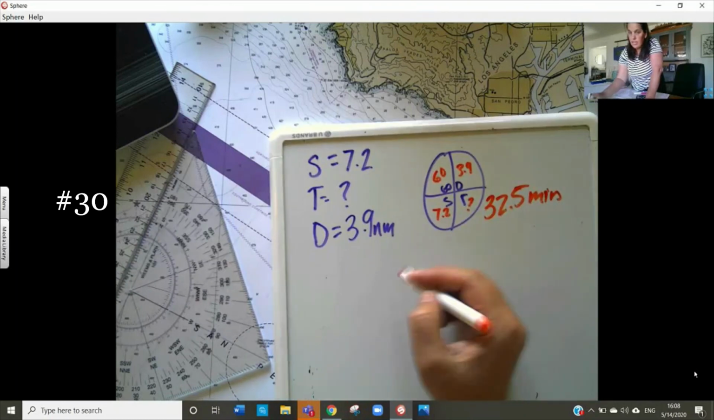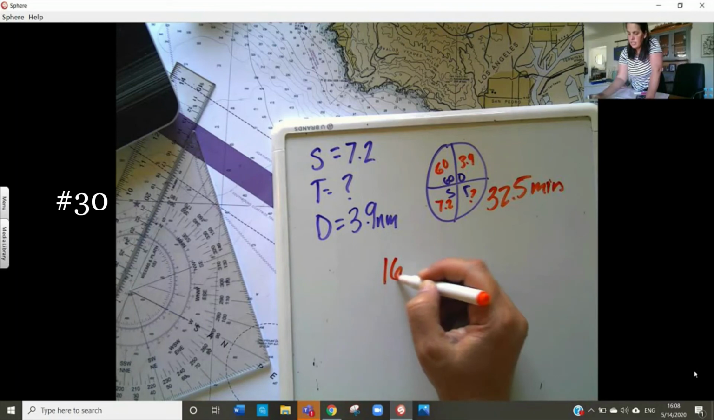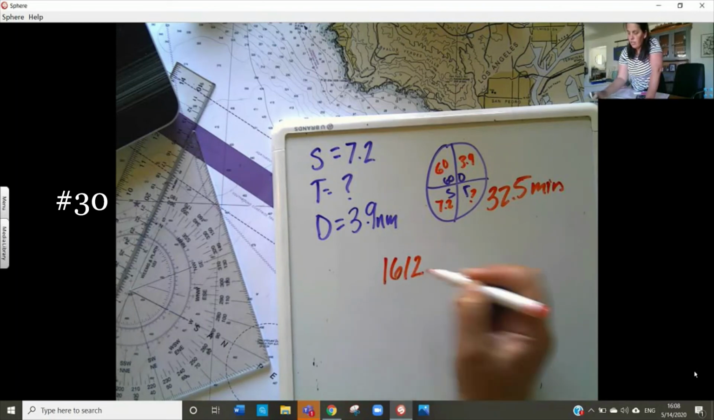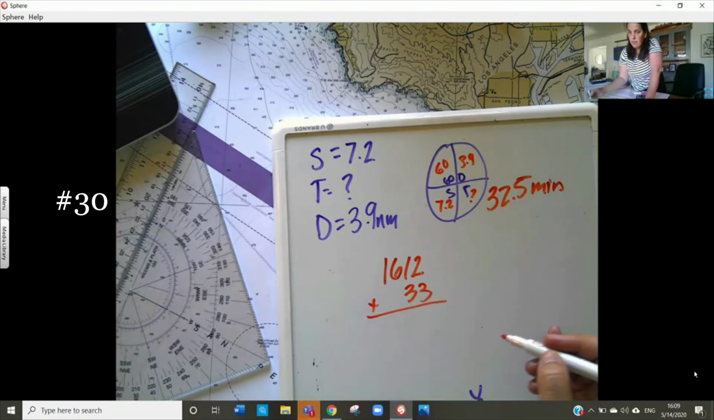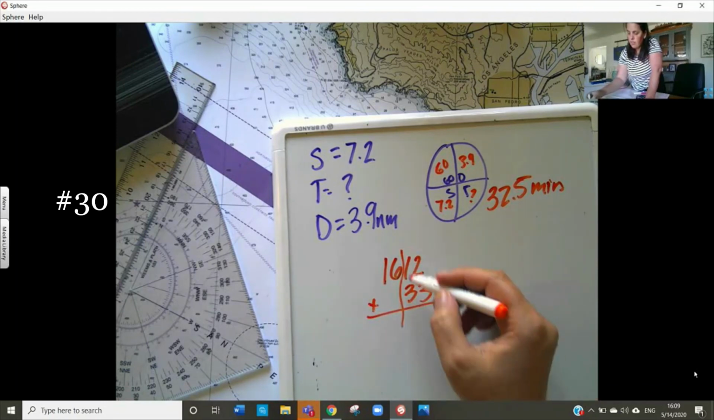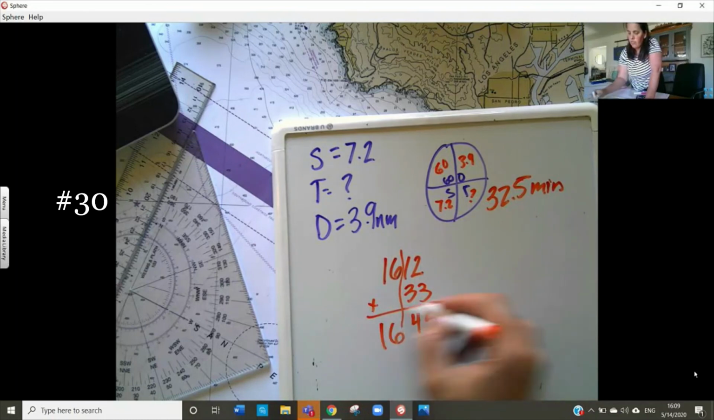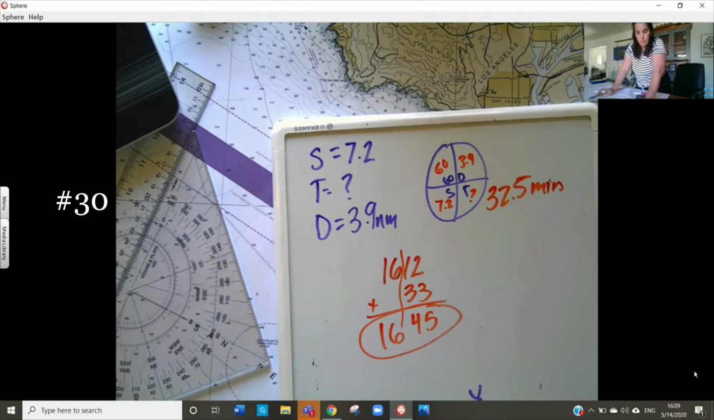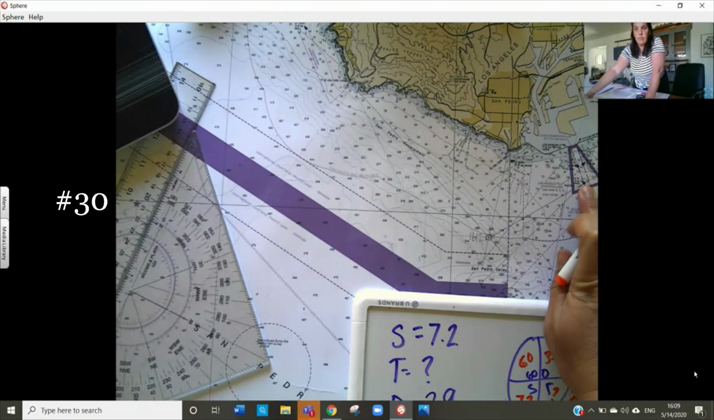So if I left that buoy or that fix at 1612, and it takes me 33 minutes to get to the buoy, my final ETA would be 1645 for my final ETA to buoy 3.